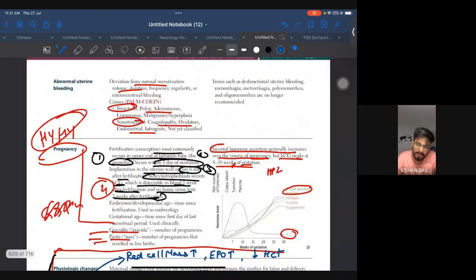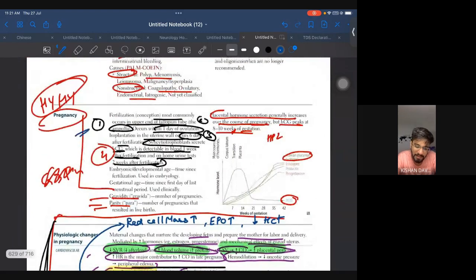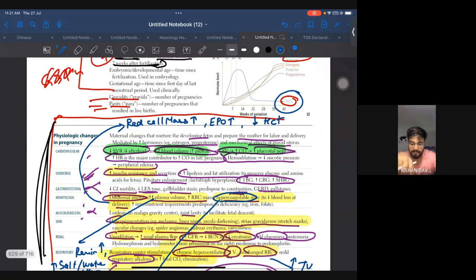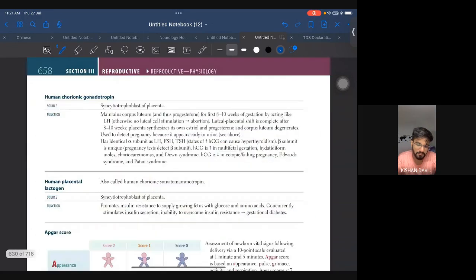Okay, and in pregnancy you should know where fertilization occurs, on what day it occurs, and when you can detect at home that the lady is pregnant, and the hormones that have increased, HPL and HCG. Okay, so pregnancy and this market are very high yield. Be sure to know each and everything over here. Coming to HCG, another high yield.